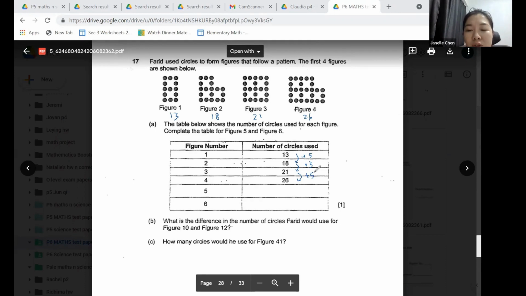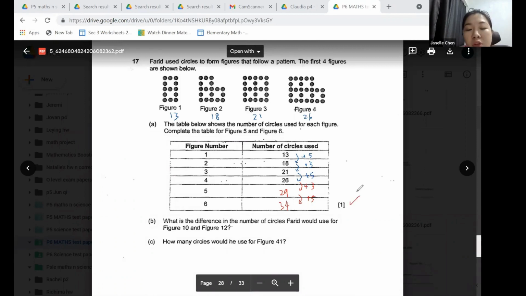This is alternate difference. For the first question of a pattern, it's normally possible to do even if you have not learnt n term, as I went through in the previous video. It's quite clear cut that the next one, to find my figure number 5, is 26 plus 3, so I will get 29 here. And similarly, since it's alternate, here I will have to plus 5, meaning I will get 34. So this is normally 1 mark.